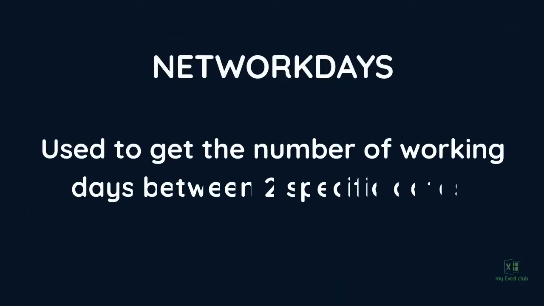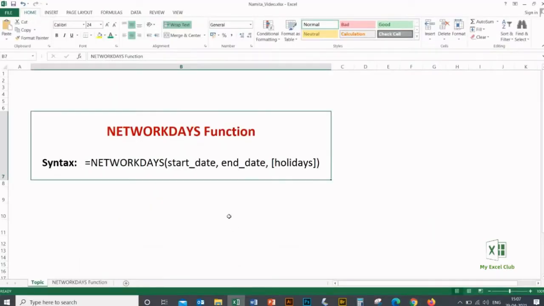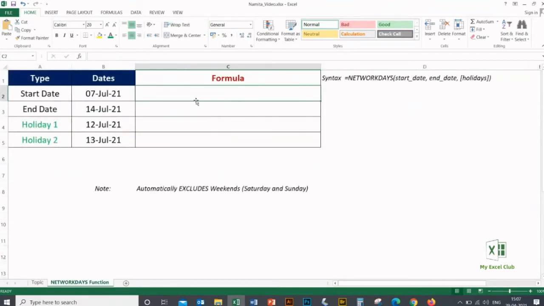The NETWORKDAYS function is used to get the number of working days or weekdays between two specific dates. Let's see how it works with a practical example. This formula has three arguments: start date, end date, and holidays. The third argument is optional. If you have only start and end date, you can provide both of them and you can ignore the list of holidays that you have. So let's see how it works.